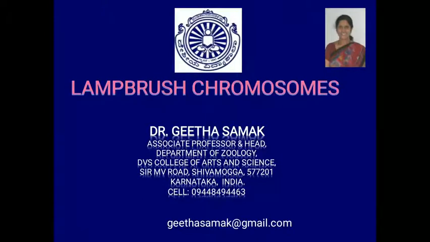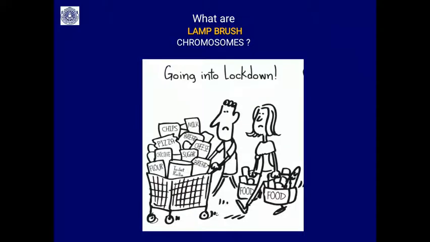Dear students, today I am going to discuss Lampbrush chromosomes. Lampbrush chromosomes are giant chromosomes found in the oocytes during meiotic prophase, whereas the giant chromosomes you have studied, polytene chromosomes, are found during the somatic interphase.